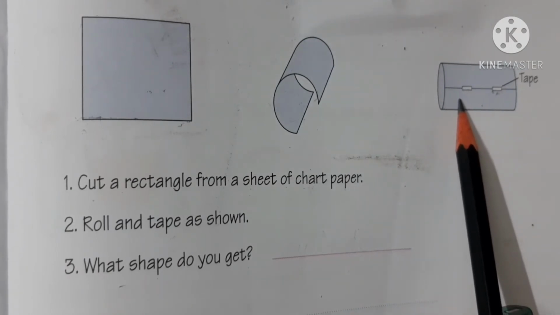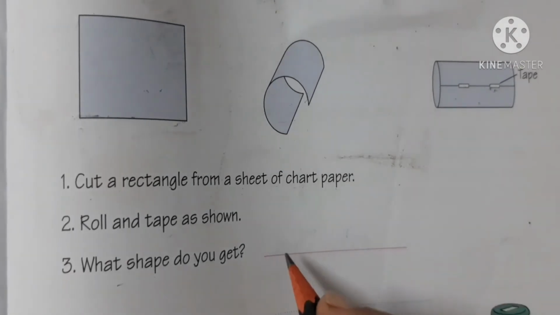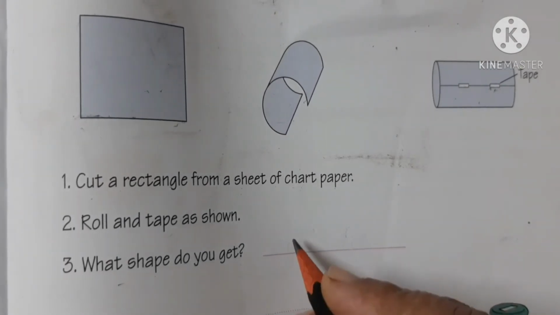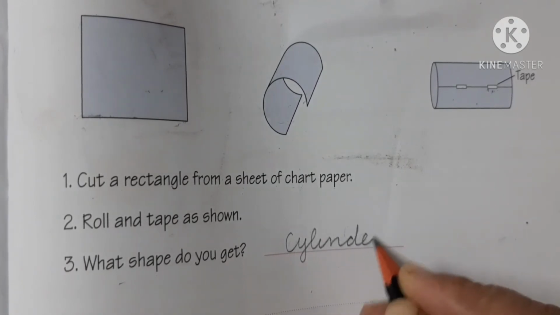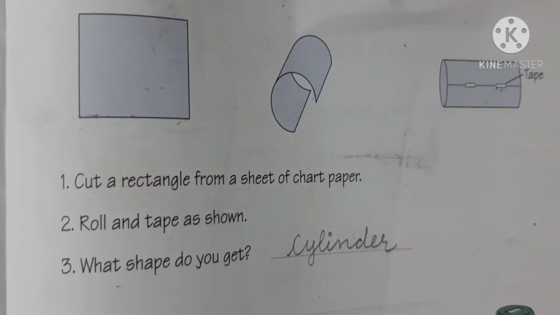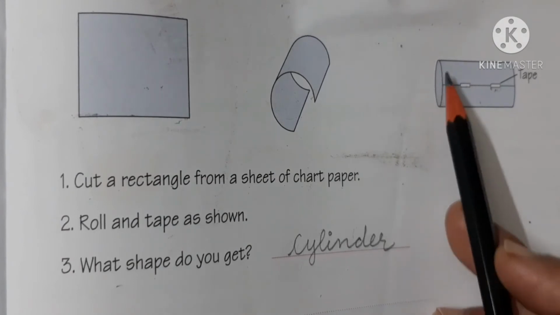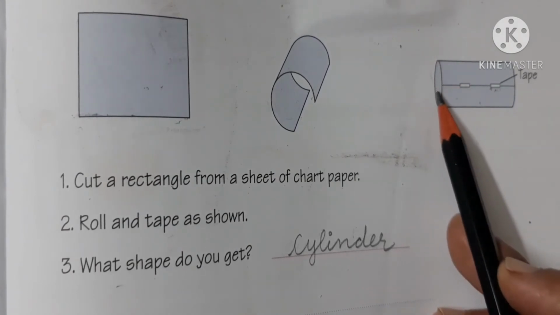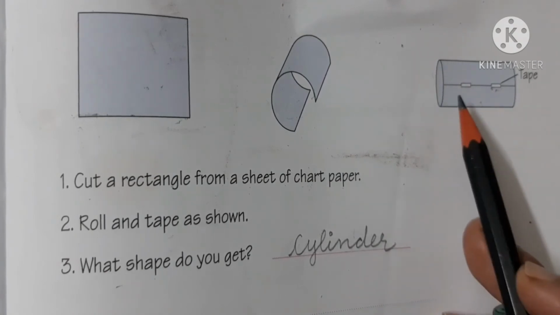What shape do you get? We get the shape of a cylinder. This shape is called a cylinder. It is a hollow shape and it is a rolled shape.